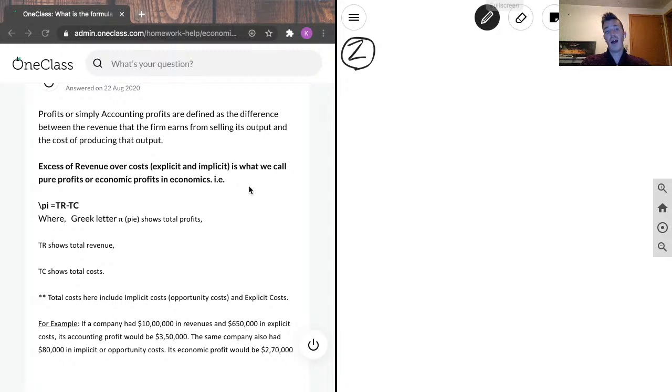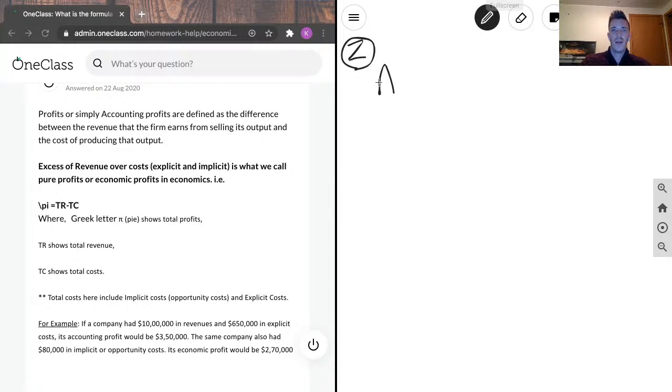I think they try to use pi to denote profits here, which is pretty standard in economics. So they've written that pi equals total revenue minus total cost, where TR shows the total revenue, TC shows the total cost. And total cost here would include implicit costs and explicit costs. For example, if a company had 10, that was confusingly written. I think they meant 1 million in revenues and 650,000 in explicit cost. Its accounting profit would be 350,000. Same company also had 80,000 in implicit or opportunity costs, and its economic profit would be 270 million.